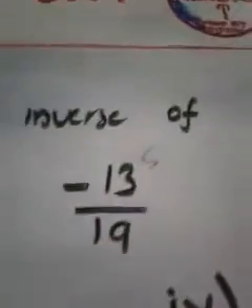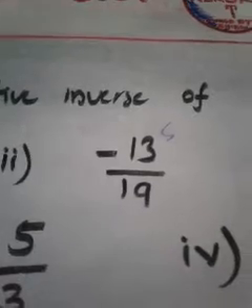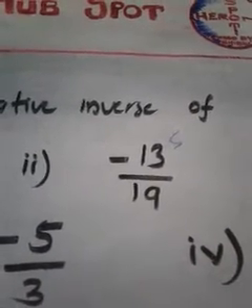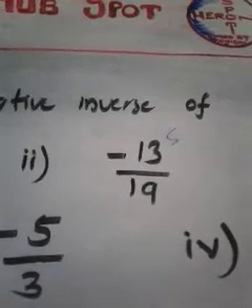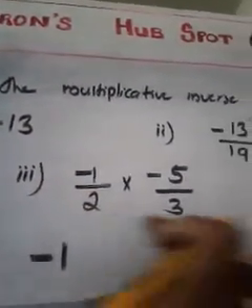And which is the next question? What is the multiplicative inverse of minus 13 by 19? It's very simple, no? Take the reciprocal. 19 by minus 13 will give you the answer. If there is a minus in the denominator, you can give the minus to the numerator, as I told you. So I am leaving this question for you. And now I am focusing on this question.